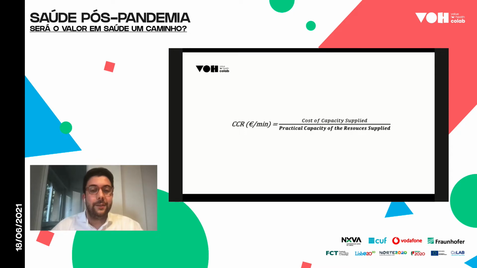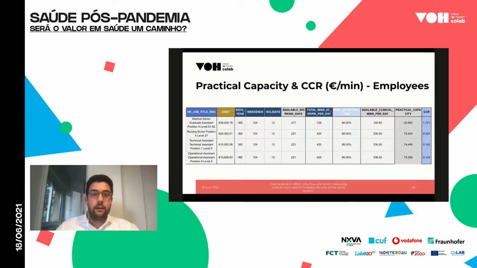Now, moving to the second part of the equation, which is the practical capacity, meaning the time that each resource can devote to patient-related work, and then the computation of the capacity cost rate. Here, for the human resources, we asked the human resources department the number of working days per year and the number of working minutes per day.